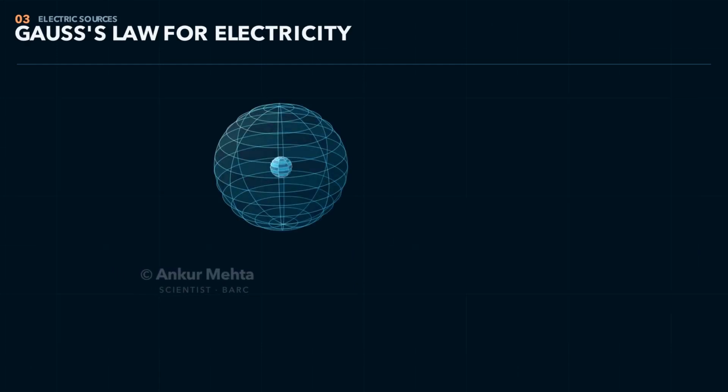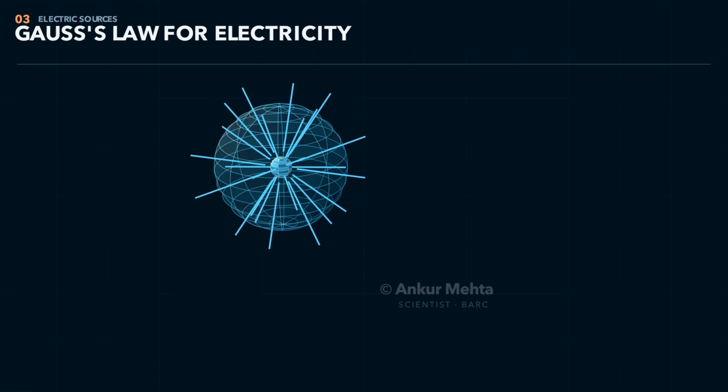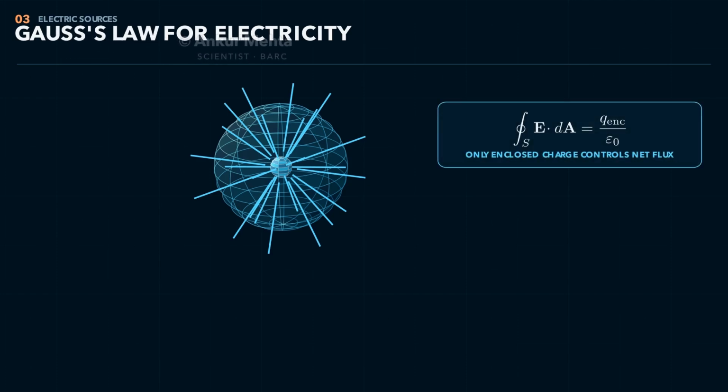Place a positive charge inside an imaginary closed surface. Electric field arrows leave the charge and cross the boundary. Adding the outward contribution over the complete surface gives electric flux. Gauss's law states that this net flux equals the enclosed charge divided by epsilon naught.